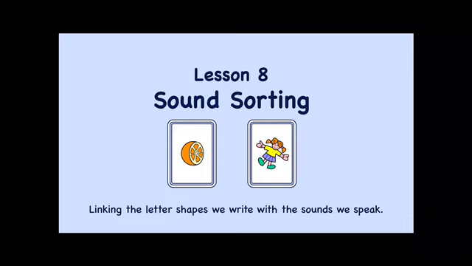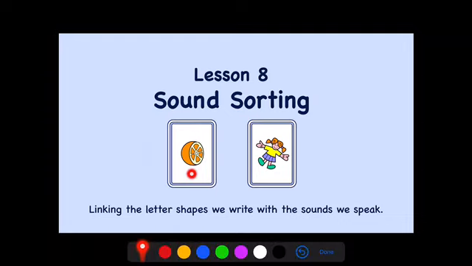In lesson 8, we introduced the short vowel sound o. And in this sound sorting activity, we will be thinking about where we can hear o. We have pictures to help us think about the word. Orange. We can hear o right at the beginning of the word. Doll. O is somewhere in the middle of the word.